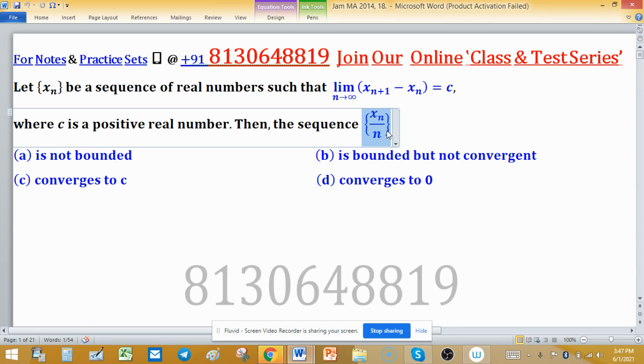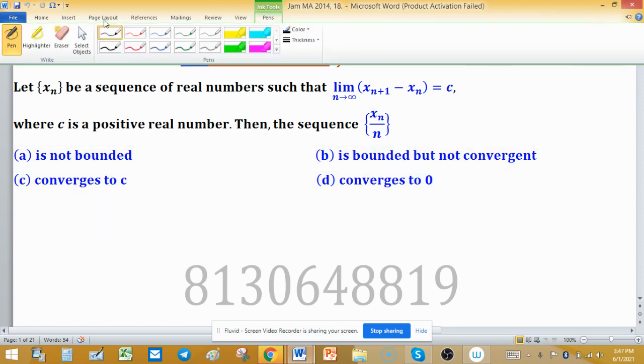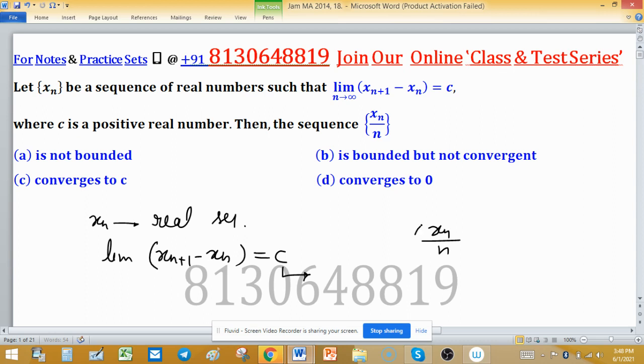And we have to remember some points. If a sequence is convergent, then it must be bounded, and the limit of convergence is unique. So as xn is given, and this is a sequence of real numbers, xn is a real sequence, and also the limit of xn plus 1 minus xn is equal to c. You can choose any value of c, either 2, 3, 4 or 5, where c is a positive real number, then for the sequence xn upon n we have to tell about the limit.